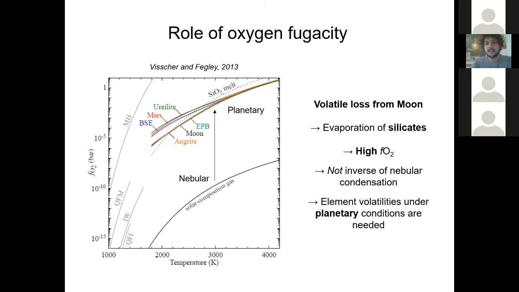And so this indicates that indeed high fO2s are expected during volatile loss that occurs on planetary bodies as opposed to the solar nebula, and therefore they cannot be considered a simple inverse scenario of nebular condensation. And so in order to predict how elements are lost during volatile depletion phases on planetary bodies, we need to consider the appropriate reactions, and therefore not nebular condensation temperatures, which have often been used for this purpose.